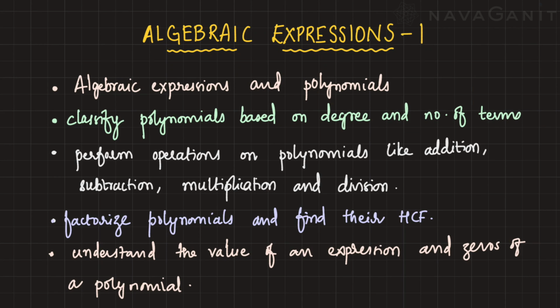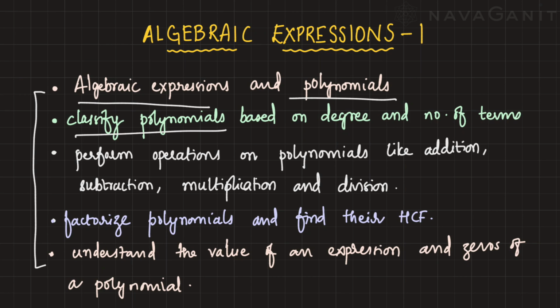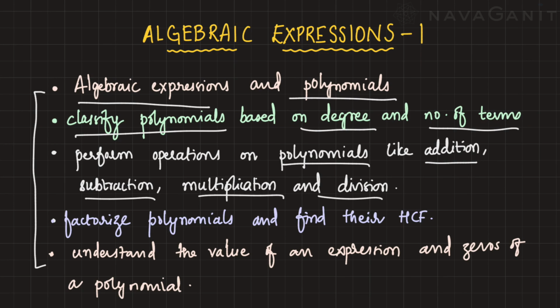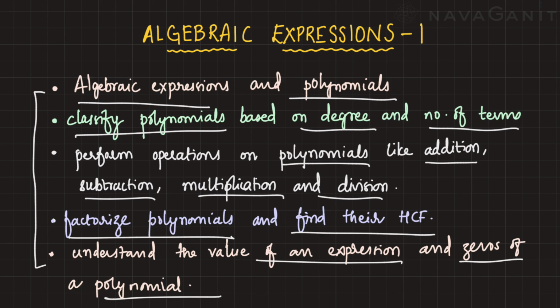We are starting a new topic, algebraic expressions. In this topic, we'll be covering these things. First, we'll talk about algebraic expressions in polynomials. Then, we'll understand how to classify polynomials based on the degree and the number of terms. Then, we'll perform operations on polynomials like we have done with number systems, including addition, subtraction, multiplication, and division. We'll see how to factorize polynomials, how to find their HCF, and then finally we'll try to understand what we mean by the value of an expression and what we mean by the zeros of a polynomial.